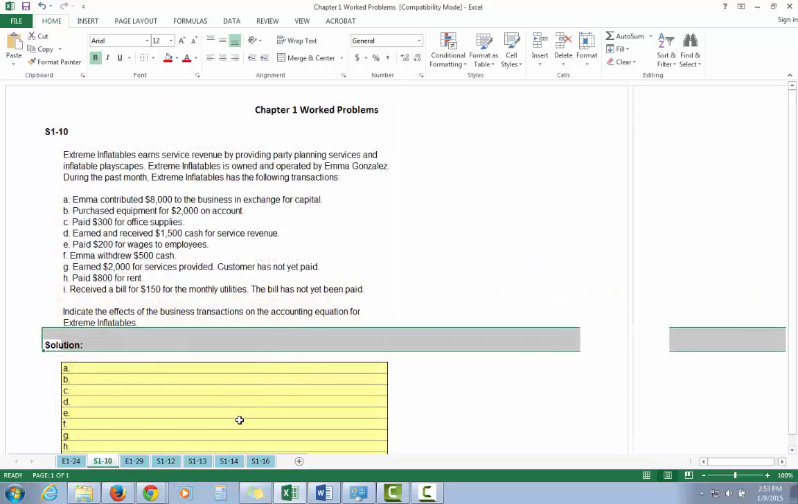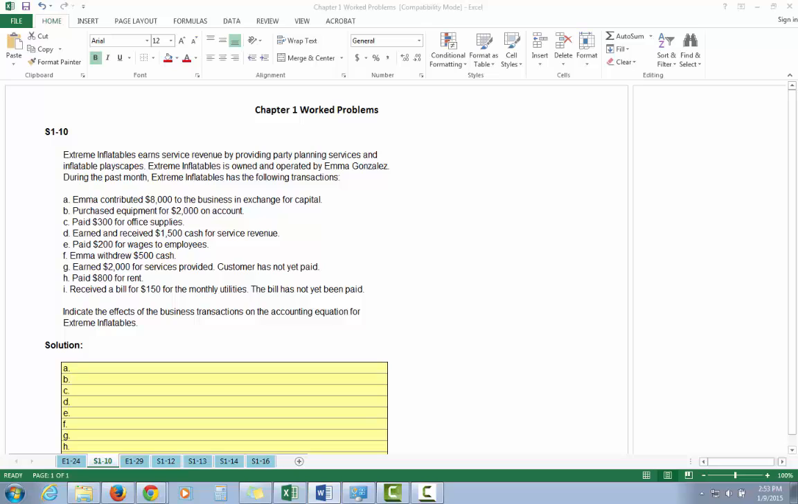So now let's look at short exercise 1-10. Okay, short exercise 1-10 is on page 36 of your text. And in this exercise, we're going to look at how transactions affect our accounting equation. So we've talked about the accounting equation by now. So we're going to look at how different transactions affect the accounting equation.